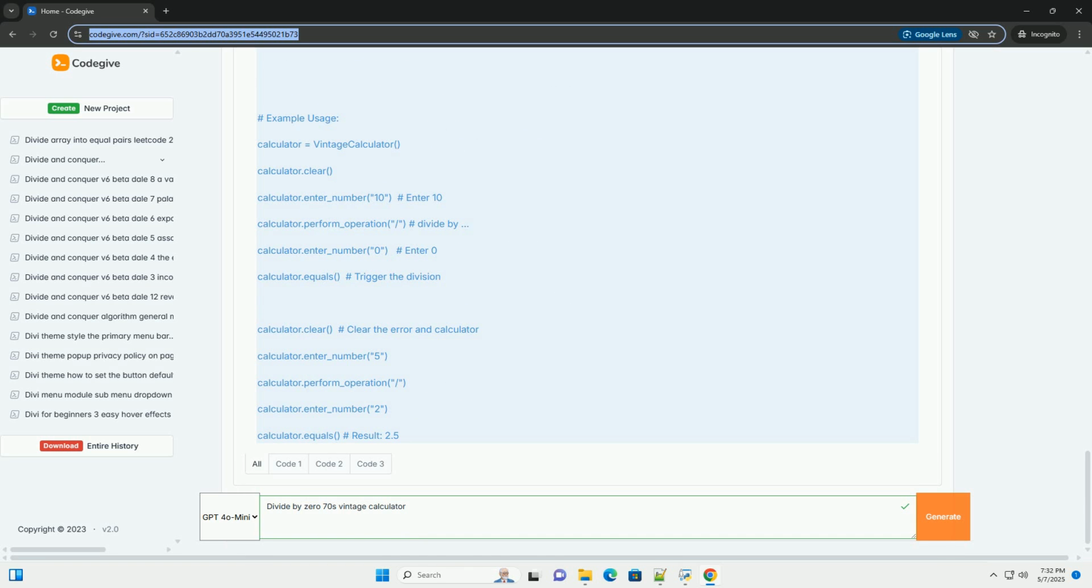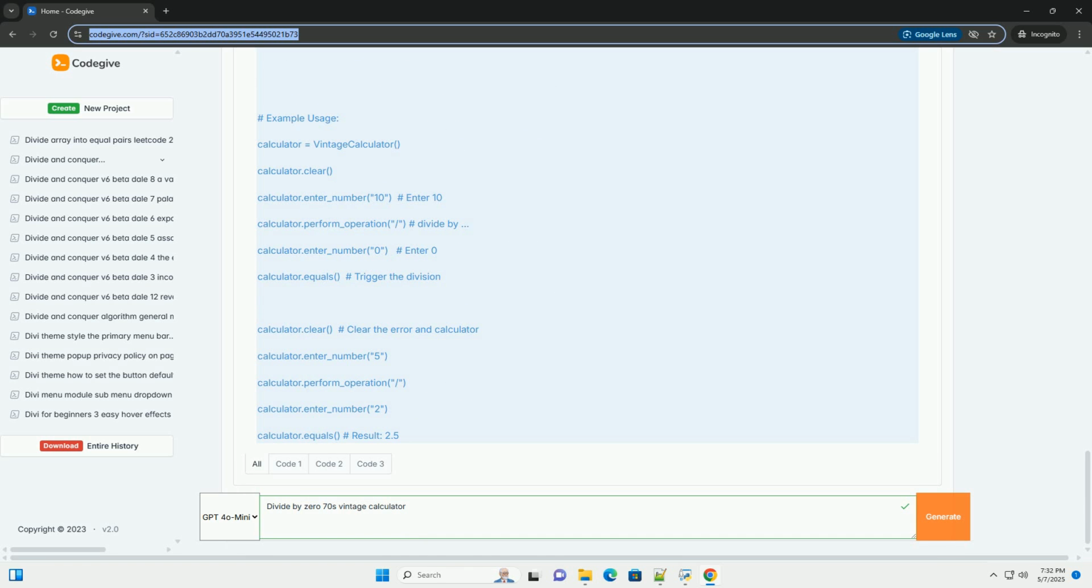Explanation of the code. 1. VintageCalculator class: represents the calculator. 2. __init__ method: initializes the calculator state. display_size simulates the limited display of a vintage calculator. accumulator holds the current numerical value. error_flag indicates if an error has occurred. display, the string representation of what is shown on the display.